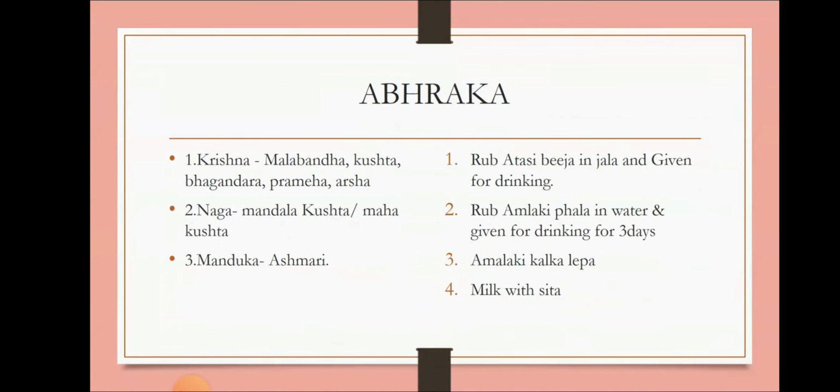Next is the Abhraka. There are three types of Abhraka: Krishna, Naga and Manduka. Vajrabhraka is the best Abhraka. Krishna, Naga and Manduka Abhraka will cause specific diseases. Improperly prepared Krishna Abhraka causes Malabandha, Kushta, Vagandhara, Prameha, and Arsha. Naga Abhraka causes Mandala Kushta, Maha Kushta. Manduka Abhraka causes Ashmari.